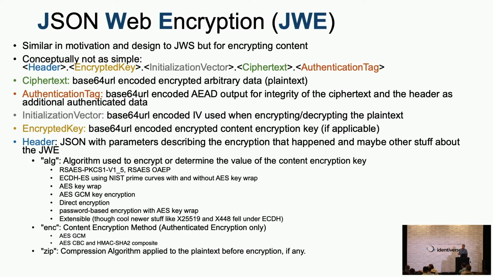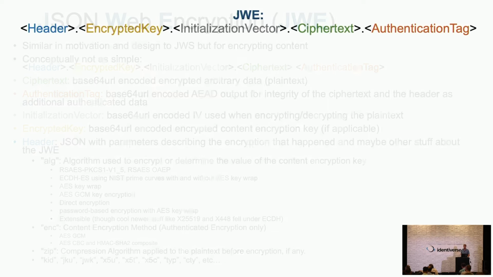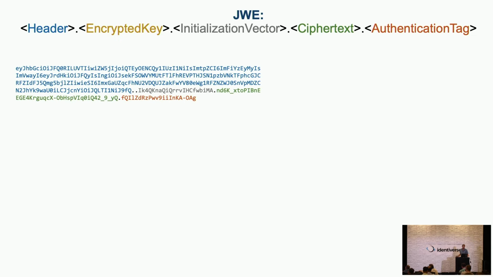There's a compression algorithm if you want to compress the plaintext before encryption. It's optional. And then there are the same key identification headers as in JWS. Some of them don't make a lot of sense in this context. Some of them do, but it's the same idea of telling the other party what key needs to be used for the decryption process or key negotiation process. Some of these things look like this.